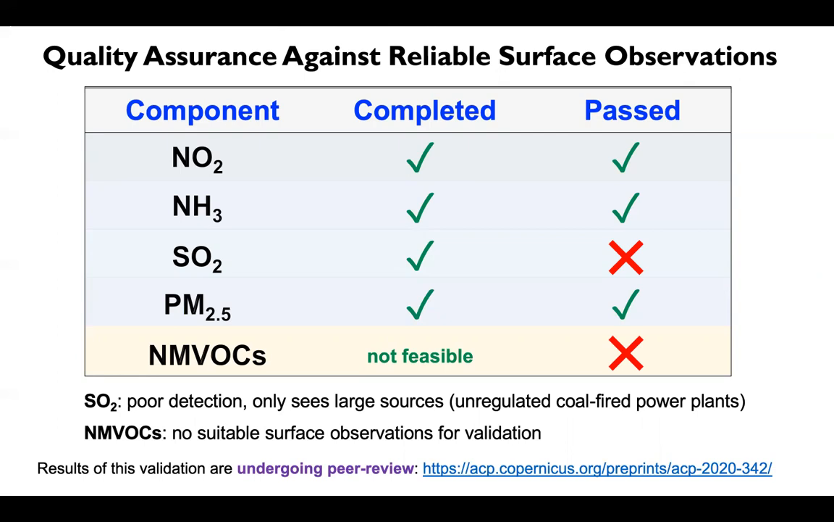And the reason for this is because there isn't a suitable set of surface observations for validation, not even within the UK. For something like SO2, it didn't pass quality assurance. SO2 is very challenging to see from space using UV visible spectrometers. It has very poor detection, so you can only really see unregulated coal-fired power plants, for example, very, very large point sources. And because in the UK, the power plants have been very carefully regulated, the SO2 emissions coming from these power plants is now quite low and below detection of the instrument.